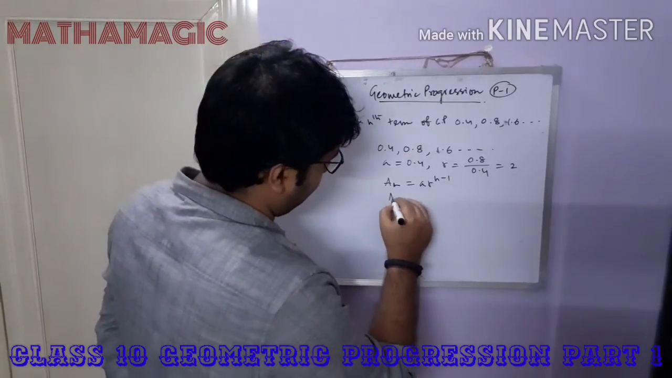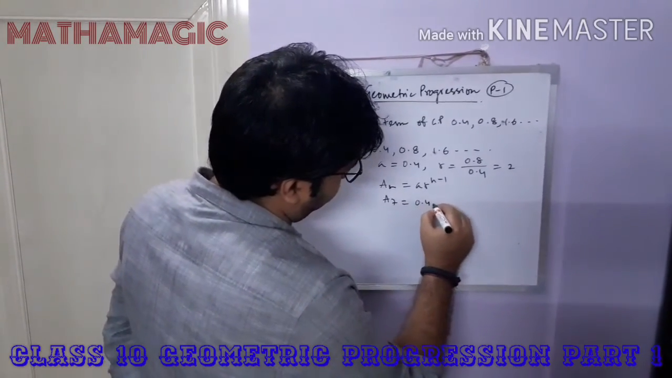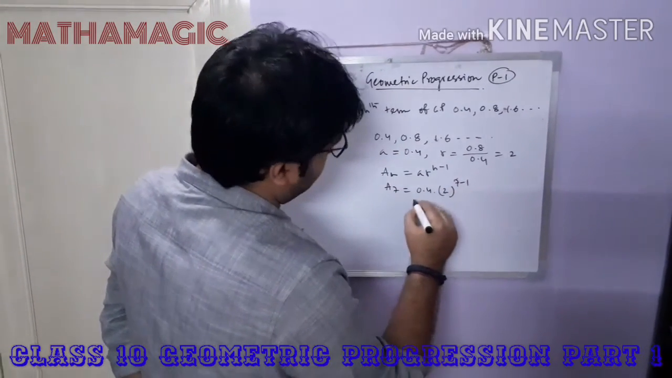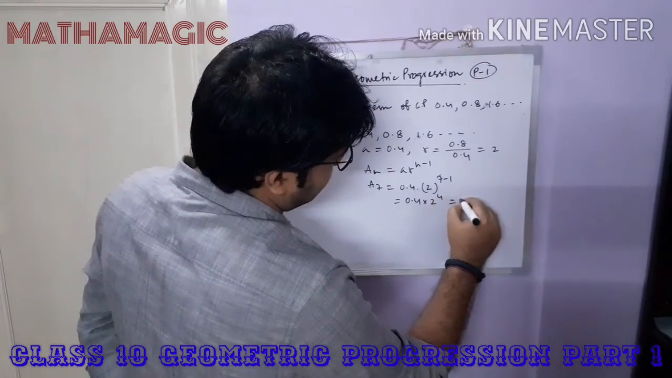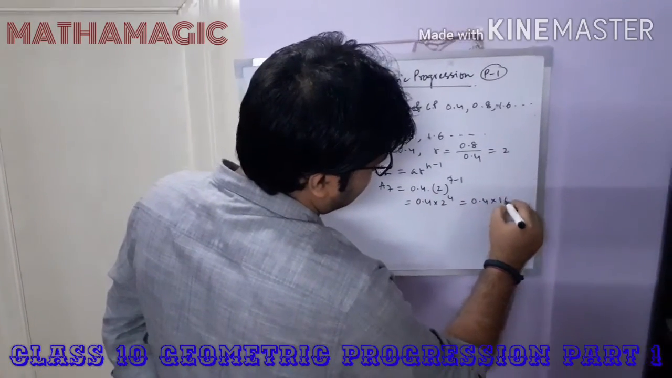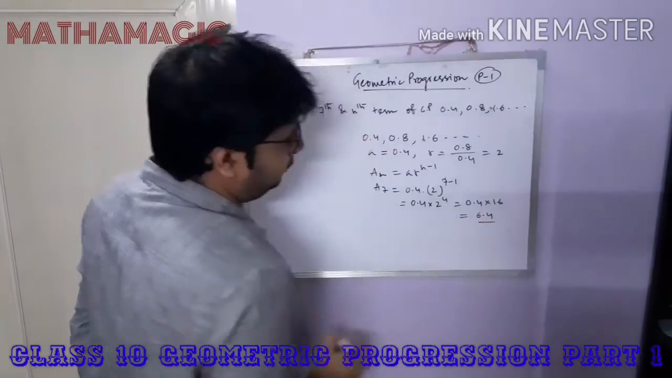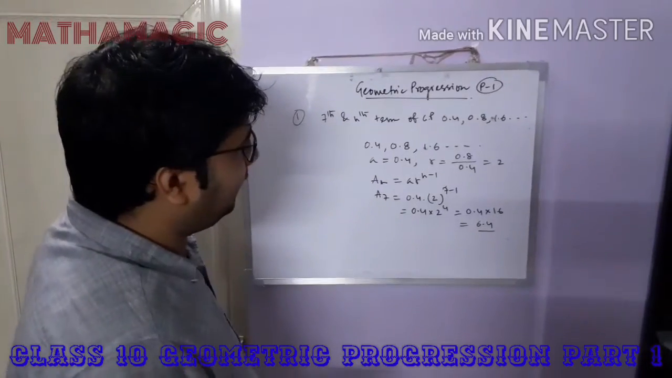So here we need to find a7, that is equal to a, which is 0.4, into r, which is 2, to the power n minus 1, that is 7 minus 1. So it will be 0.4 into 2 to the power 6, that is 0.4 into 64, that is 25.6. This will be the 7th term of this GP. So this is how we can find the 7th term.